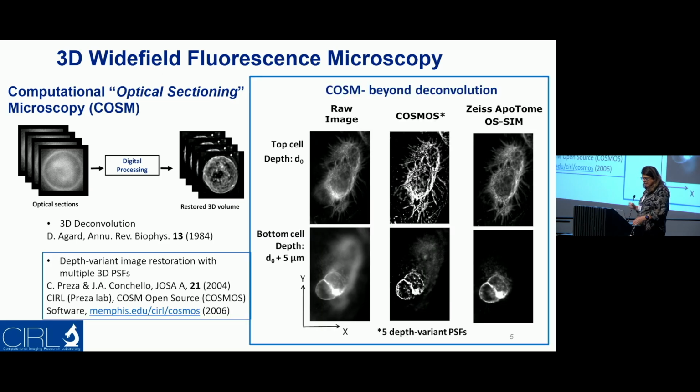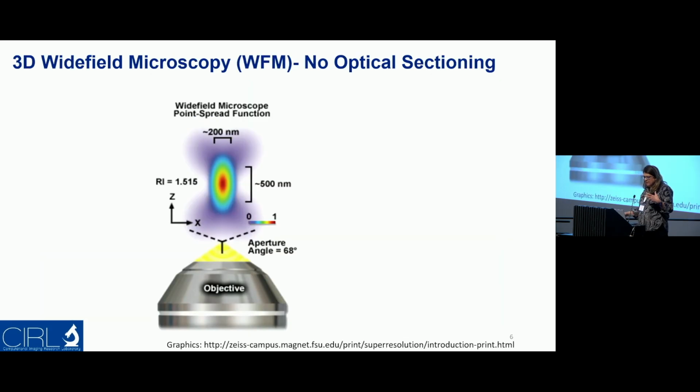And then about 28 years later, we went beyond this 3D deconvolution. We proposed a method that used multiple depth-variant point spread functions to get improved results. And then later, of course, we had spatially variant point spread functions. Computational optical sectioning microscopy was what it was termed in the early 80s.